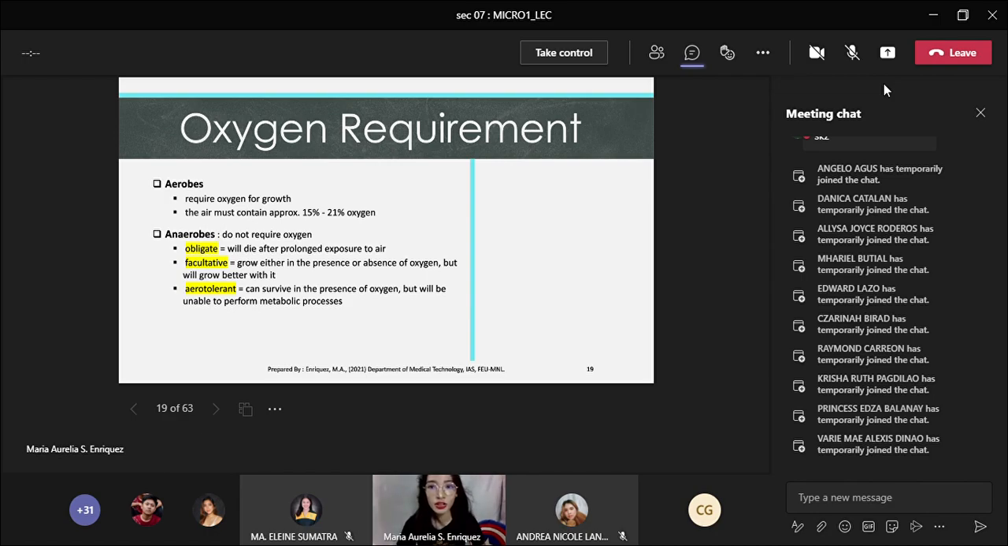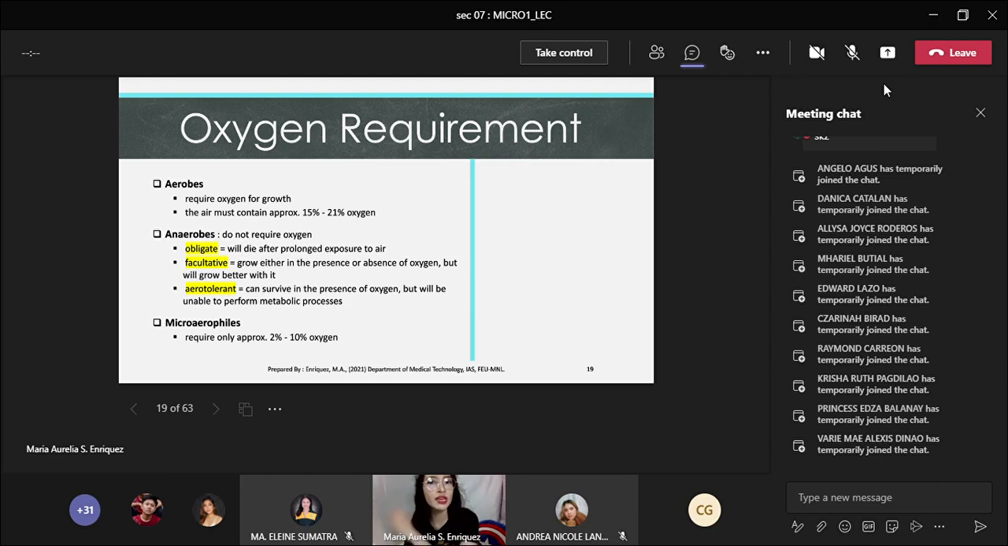Those are aerotolerant anaerobes. Next are microaerophiles. Okay, so microaerophiles, again, as the name implies, they only require a small amount of oxygen, approximately 2 to 10% lang. So that is way below what aerobes need, which is at 15 to 21%. So again, microaerophiles require only 2 to 10% oxygen in the incubation environment. So an example of microaerophiles is the Campylobacter species, which requires only 5 to 6% oxygen.